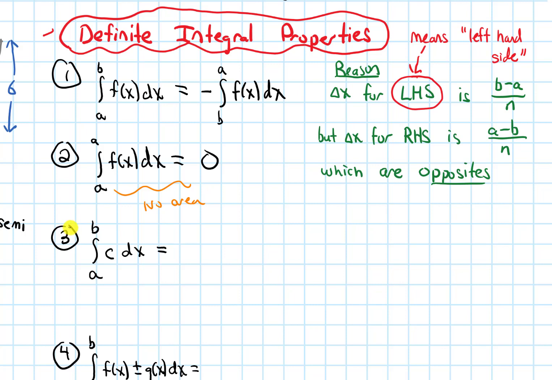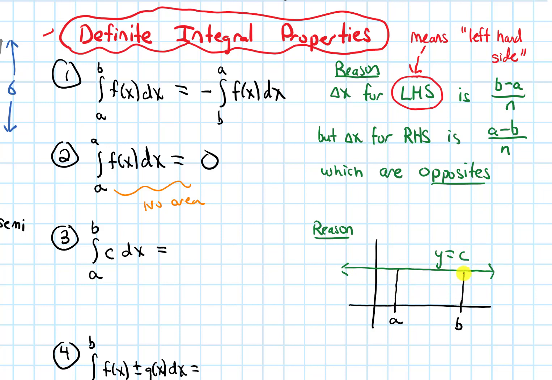So property 3 talks about if I have the definite integral from a to b of a constant function c dx. So I want to motivate the reason for this with a picture. So I'll draw some axes and I'll have my interval from a to b. And I want to draw the graph of a constant function. So that is a horizontal line. So this is a horizontal line through y equals c. So we are focusing on the interval from a to b.